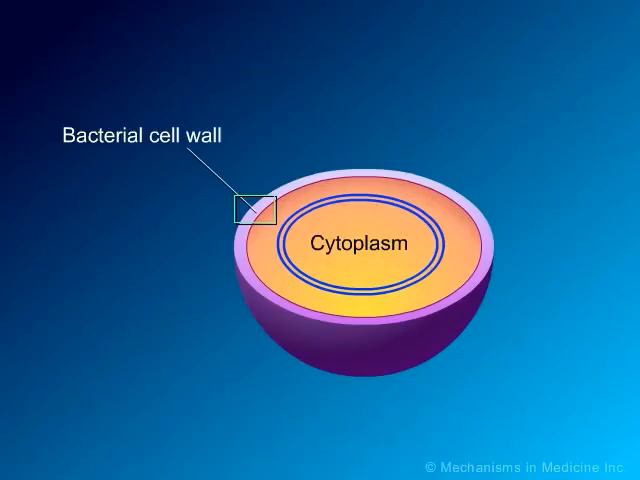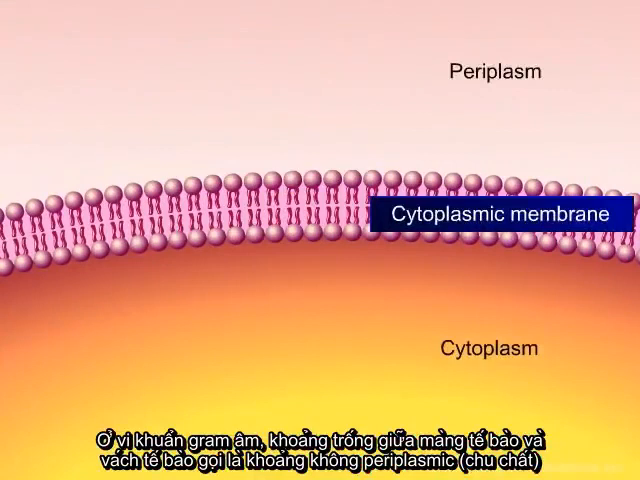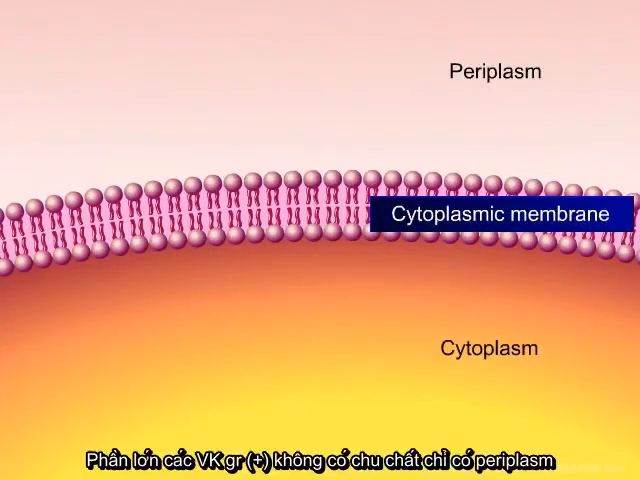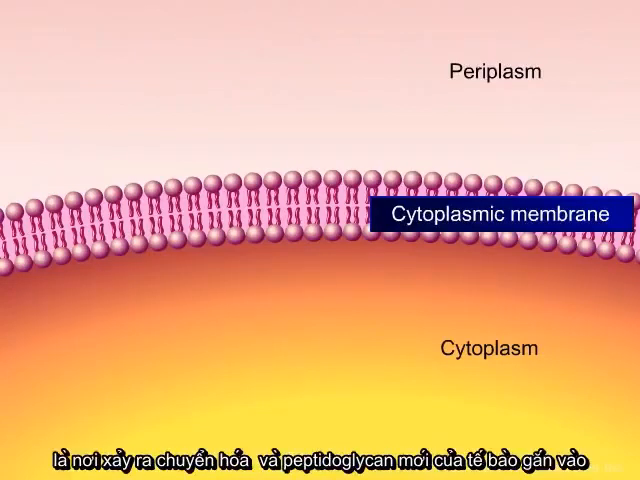flagella, and pili. In gram-negative bacteria, the gap between the cell membrane and the cell wall is known as the periplasmic space. Most gram-positive bacteria do not possess a periplasmic space, but have only periplasm, where metabolic digestion occurs and new cell peptidoglycan is attached.